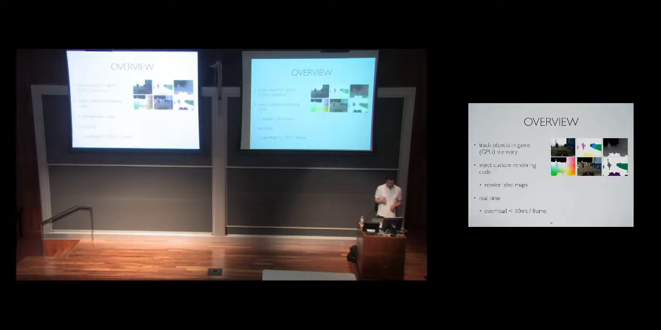All right, and this is great. So we're going to use this to our advantage. What we're going to do is track objects in the GPU memory of the game, and then we're going to inject custom rendering code into the game's GPU to render out all the label maps we want. And we're going to do this all in real time with an overhead of less than 10 milliseconds per frame.